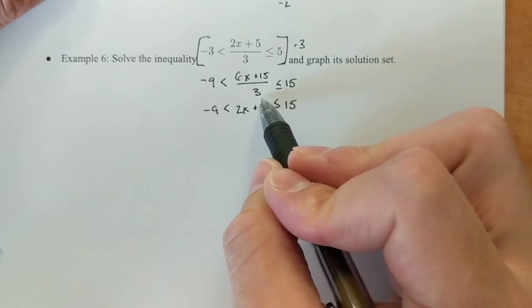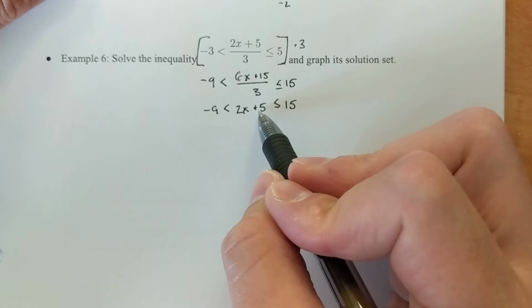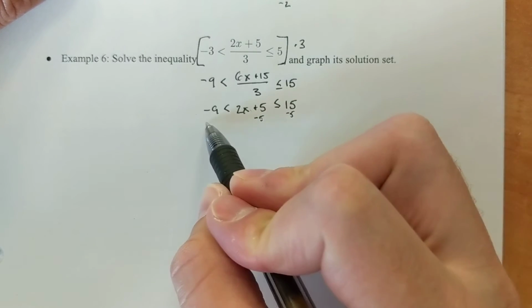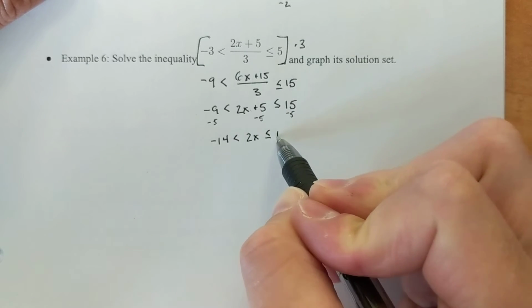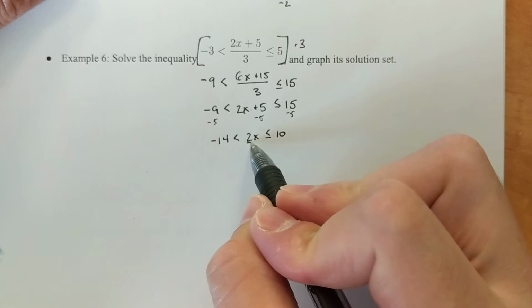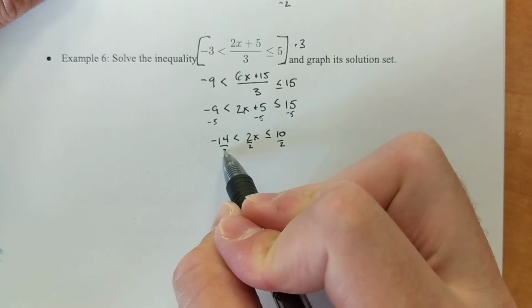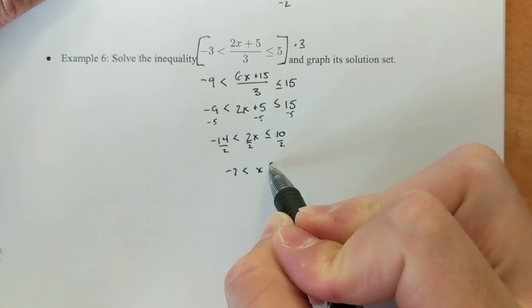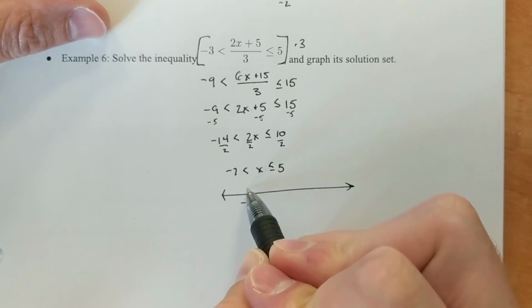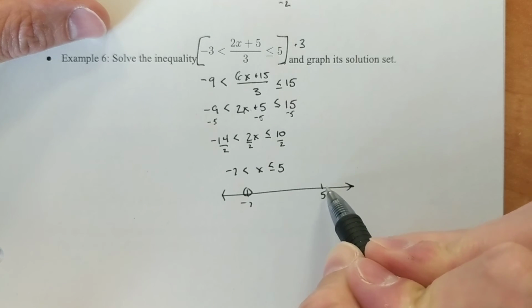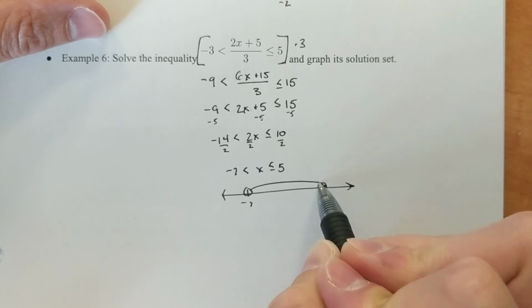Now, when you solve a compound, if I need to move this negative 5, I need to subtract it out. But if I subtract it from the center, I have to subtract it from both sides. So that's negative 14 less than 2x less than or equal to 10. If I divide the center by 2, I need to divide the right and the left by 2. Negative 7 is less than x is less than or equal to 5. Then graph the solution set. So negative 7 with an open circle, no equal bar. Positive 5 with the closed dot, and connect them because x is in between the two values. And that is the end of the section.